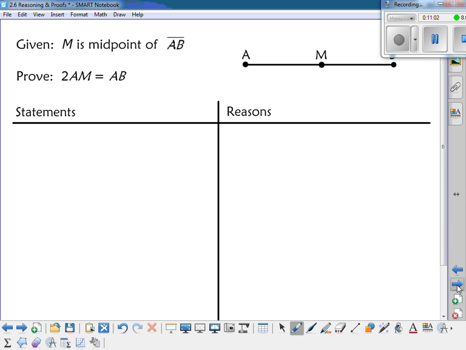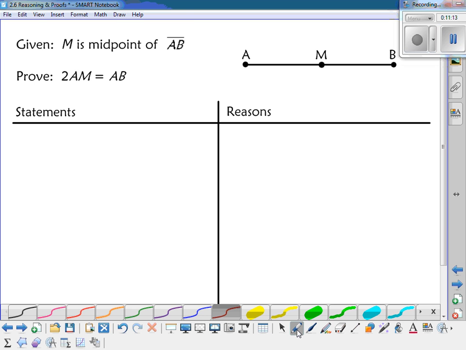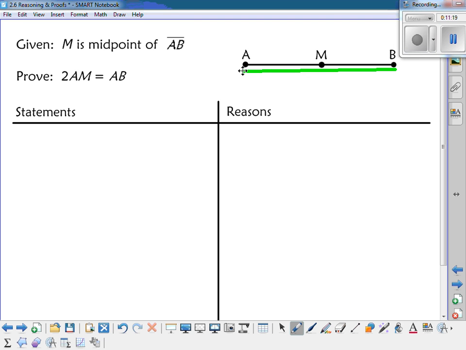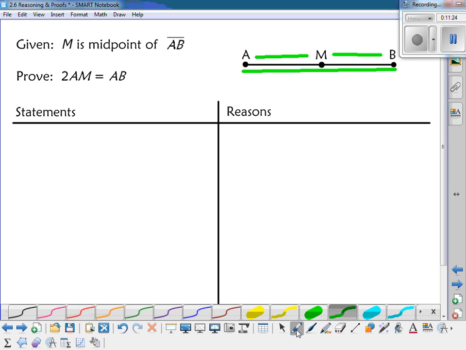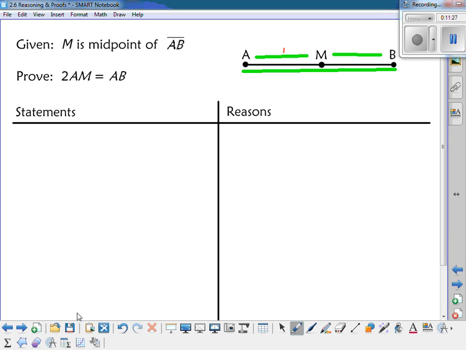We are given that M is the midpoint of AB, and we're going to prove that 2 times AM is going to equal AB. Well, again, if you think about this logically, AB is equal to these two pieces added together, right? Well, if M is the midpoint, then because it's the midpoint, I know that those two have to be congruent to each other. And therefore, wherever MB is, I could put AM instead, because they're equal to each other because it's the midpoint. So that's the direction I'm going.